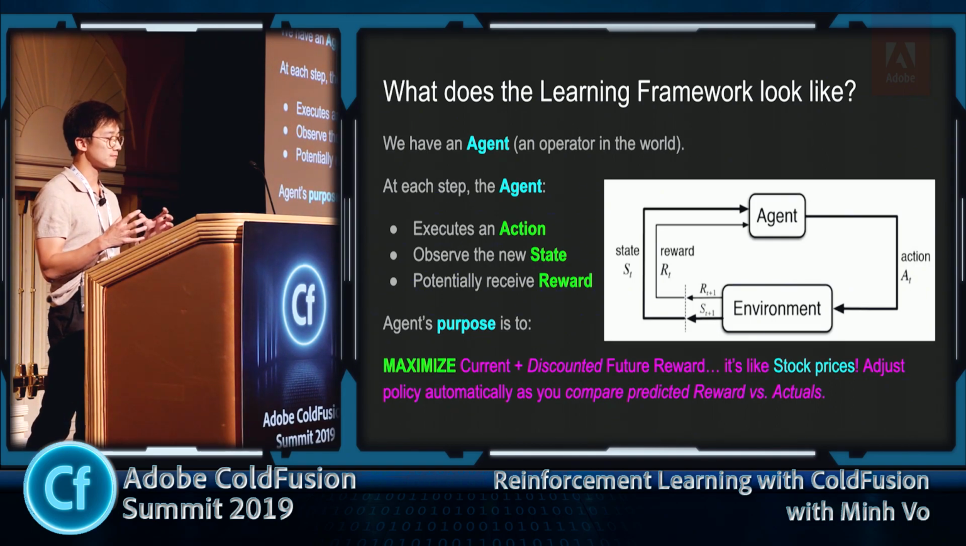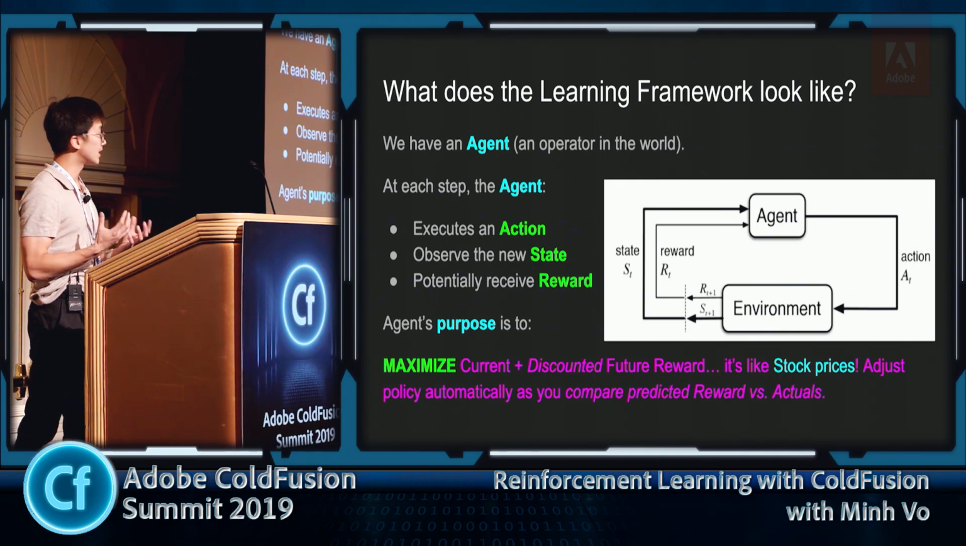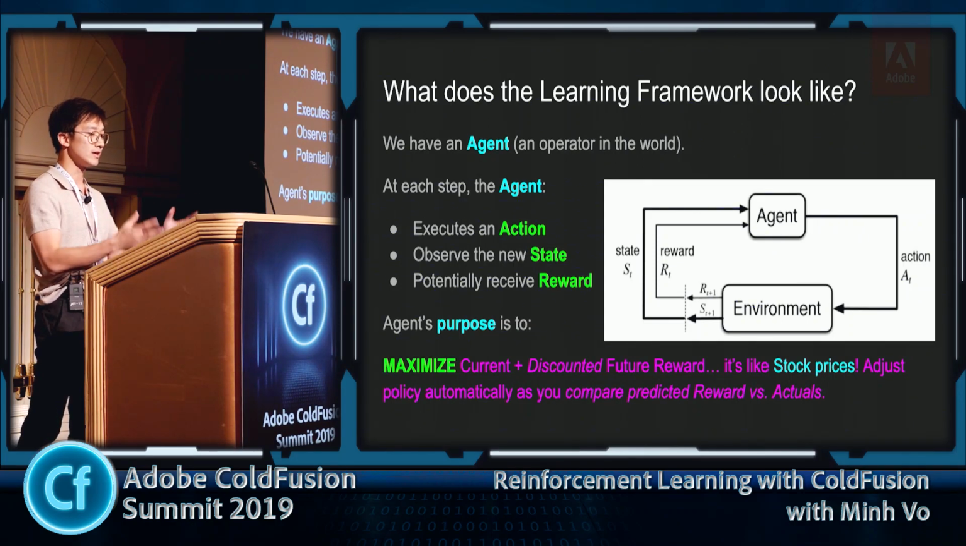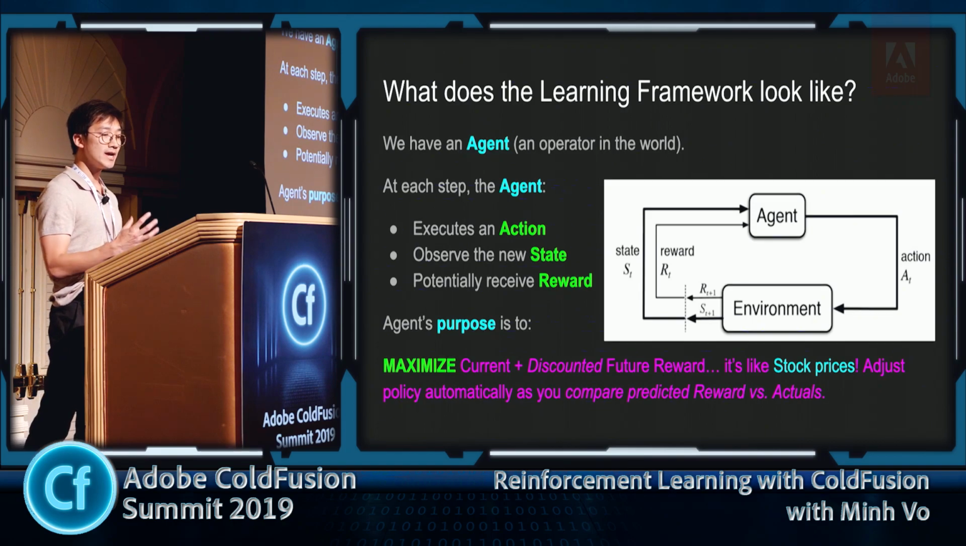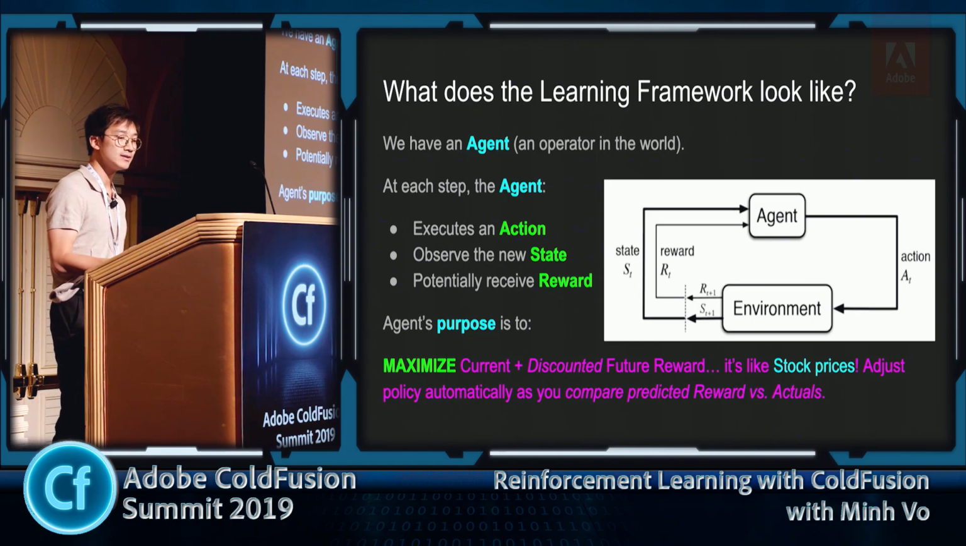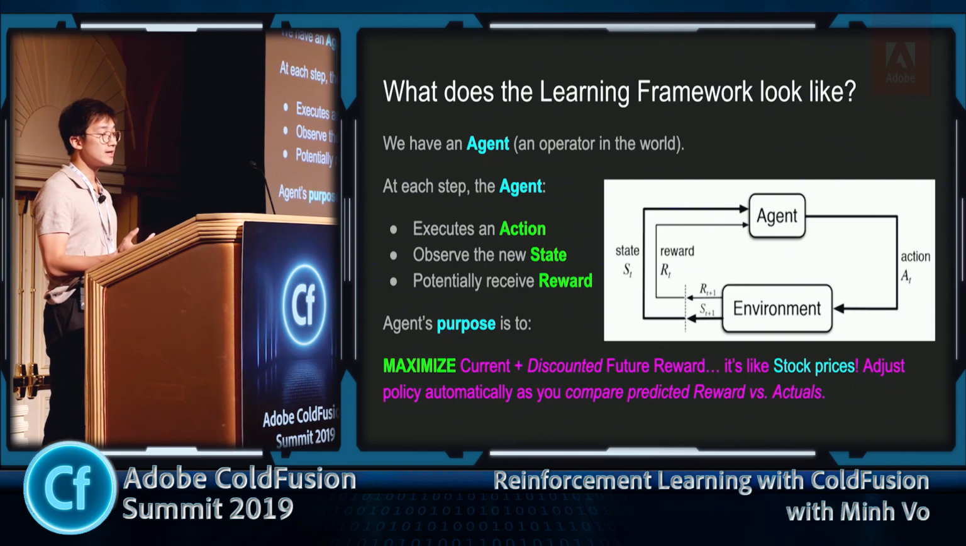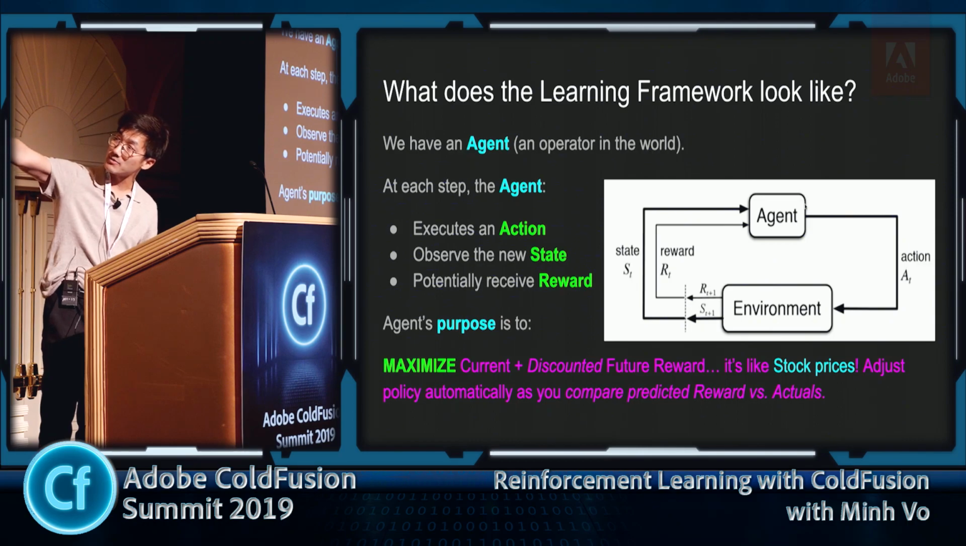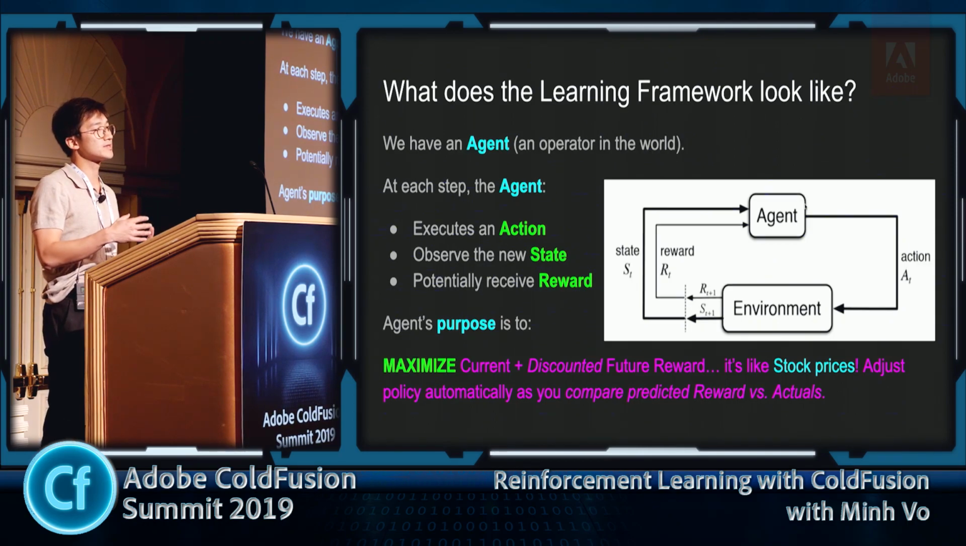And what does this framework look like? So again, we have just an agent. An agent is just a thing, a robot. And the agent executes an action. The action is something that you can define. It does something, right? And then it observes the new state of the environment, and it also potentially receives a reward.